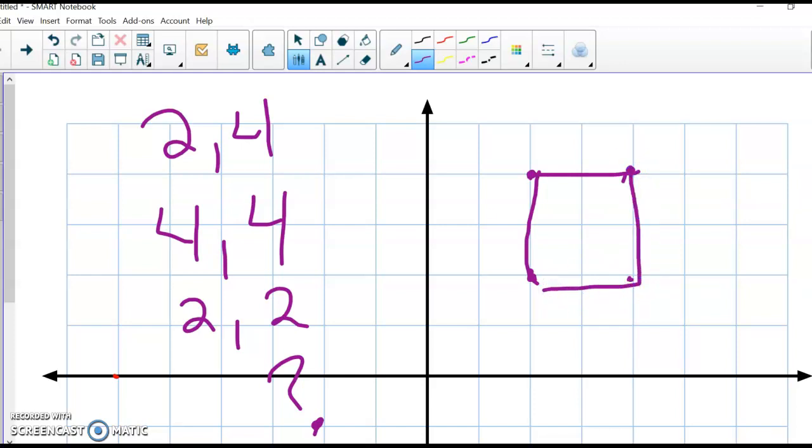Actually, this ends up being a square because this is 2 blocks, 2, 2, and 2. So that ends up being a square. If she wanted to do a rectangle, she would have had to make it flatter and further out. But squares are also rectangles, so it's okay.